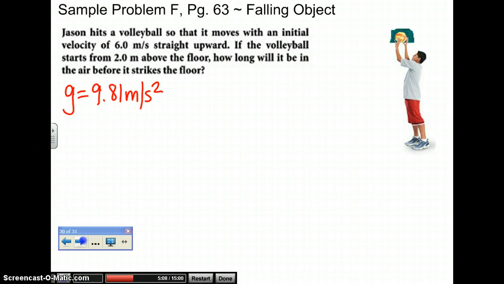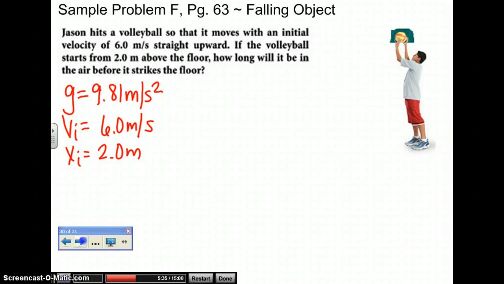Okay, so the problem says Jason hits a volleyball so that it moves with an initial velocity, v sub i, of 6.0 meters per second straight upwards. That would obviously indicate a positive 6.0 meters per second. If the volleyball starts from, so our x sub i, 2.0 meters above the floor, how long will it be in the air before it strikes the floor? Okay, so what we will be solving for then is our time that it will take.